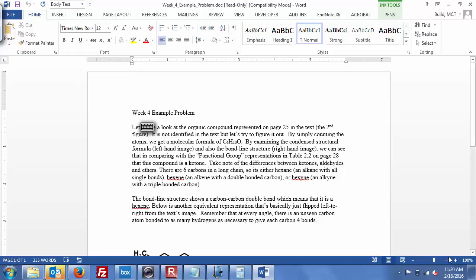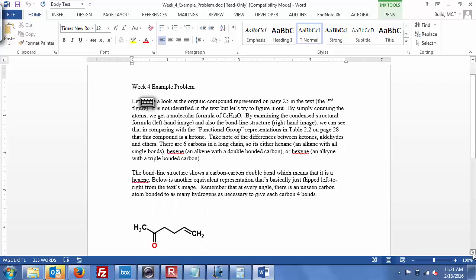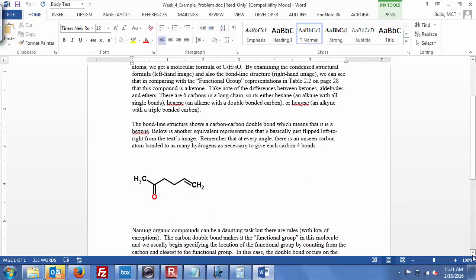Below is another equivalent representation that basically is flipped left to right from the text image. Remember that at every angle, there's an unseen carbon atom bonded to as many hydrogens as necessary to give 4 carbon bonds. And I think we covered that when we looked at the p orbital of carbon a couple weeks ago in the dynamic periodic table. So, this is just a simple way to write it.